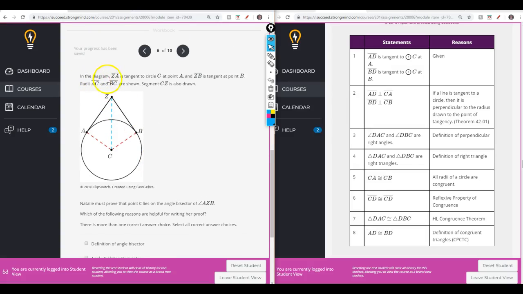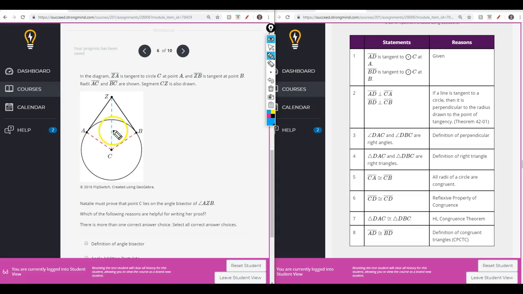Okay, question 6. In the diagram, segment ZA is tangent to circle C at point A and segment ZB is tangent at point B. Radii segment AC and segment BC are shown. Segment CZ is also drawn. Natalie must prove that point C lies on the angle bisector of angle AZB. Which of the following reasons are helpful for writing her proof?